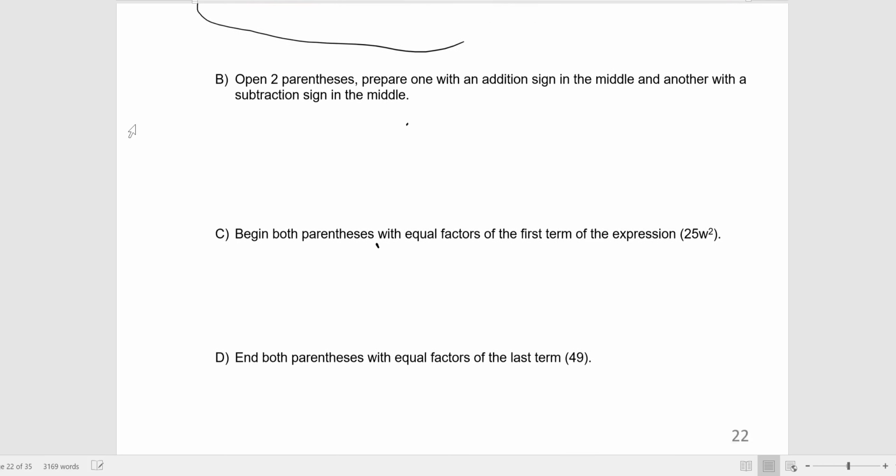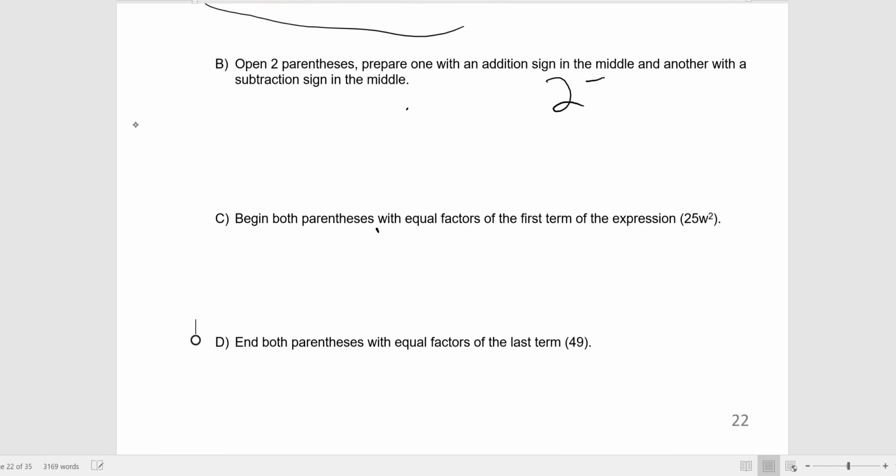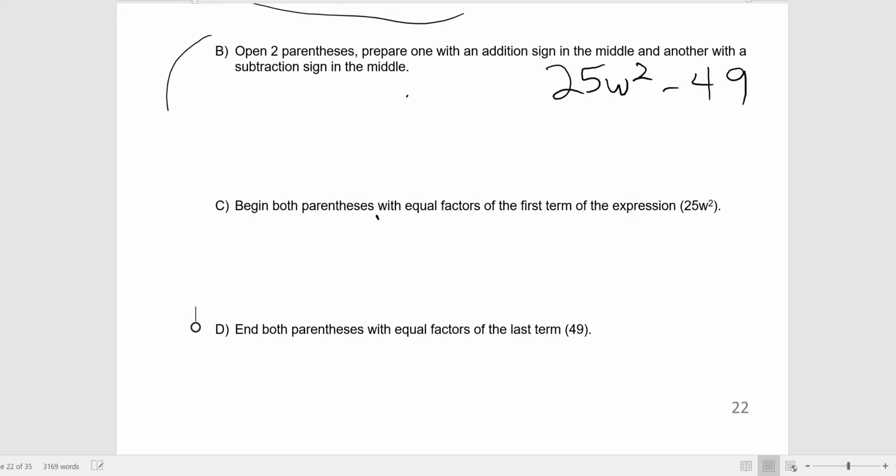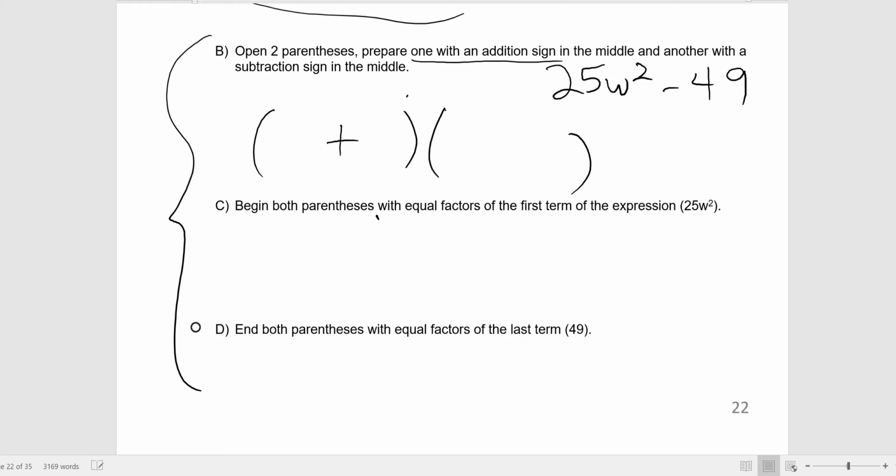Instead, we need a different way to factor 25w to the second minus 49. And it's outlined right here. Step number 1, open two parentheses, one with an addition sign in the middle, one with a subtraction sign in the middle. Okay, next, begin both parentheses with equal factors of the first term.